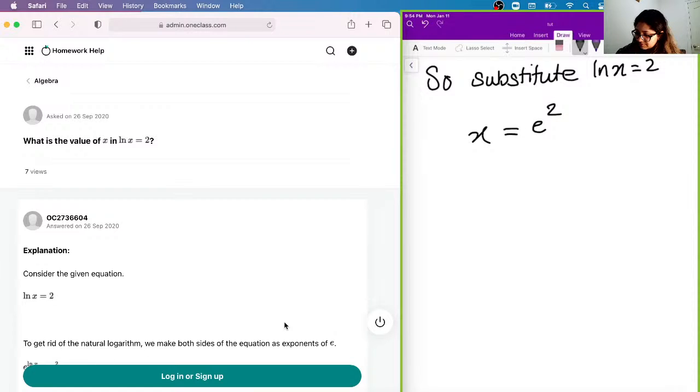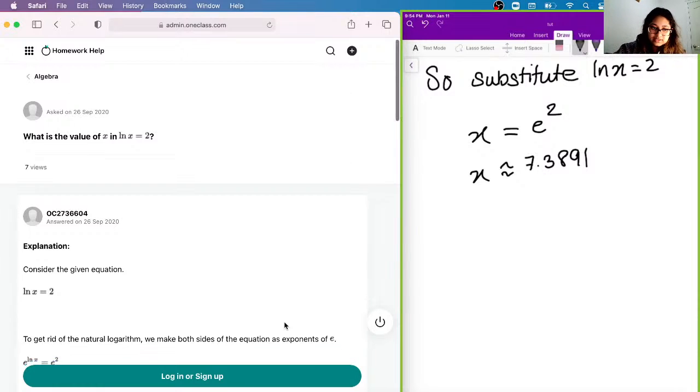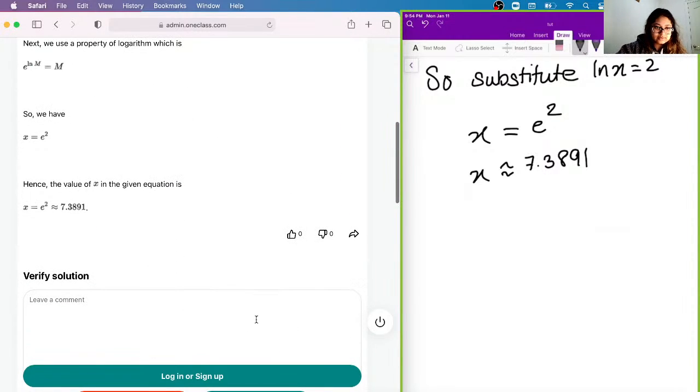And so if you further simplify this, you would get x is approximately equal to 7.3891, which is basically e squared. And so the solution is correct.